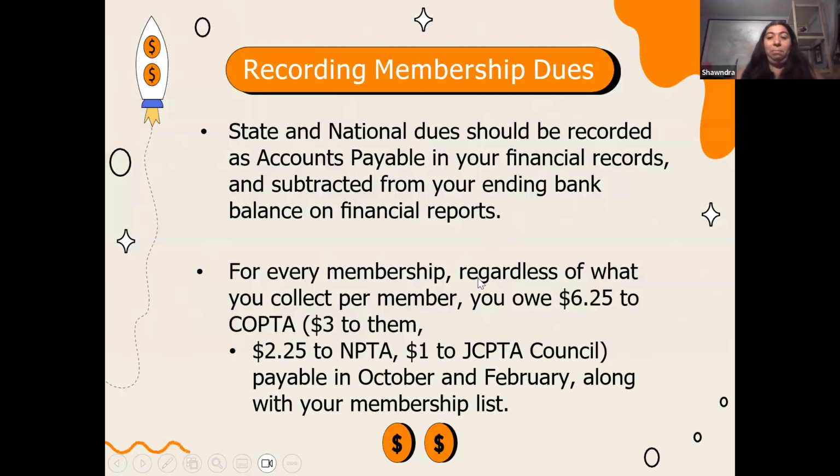For every membership, regardless of what you collect per member, you as a PTA can determine what your membership fees are. Regardless of what you charge your members, you will have to pay $6.25 to the Colorado PTA. Out of that $6.25, $3 stays with the Colorado PTA, $2.25 goes to the National PTA, and then $1 comes back to the Jeffco PTA Council. These are payable again in October and February, along with your membership list.